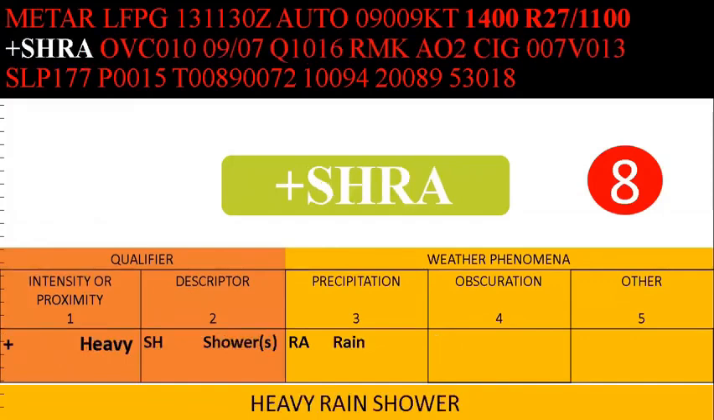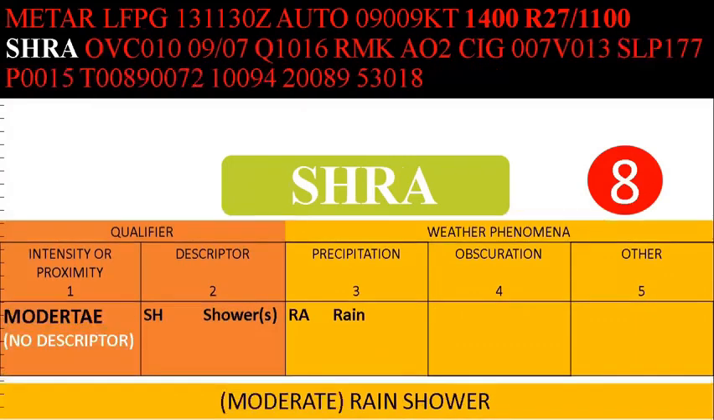So here plus SHRA means heavy rain shower. Similarly, if SHRA is given, there is no plus or minus, so it means it is moderate. So it is moderate rain shower, or you can simply say rain shower. So here remember that a descriptor without a plus or minus sign means moderate intensity.